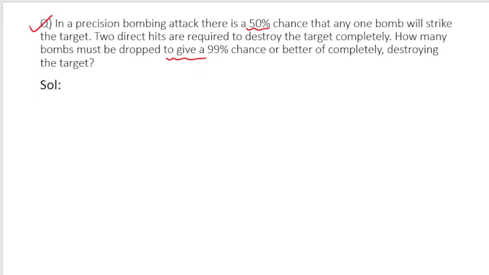So how do we solve this problem? Let us think about it. Suppose we have to hit the target n times, and this is what we have to find: the value of n. So I am going to perform the random experiment n times, and it is given that in a precision bombing attack there is a 50% chance, so the probability of success in one hit is 1/2. 50% means 50/100, that is 1/2.